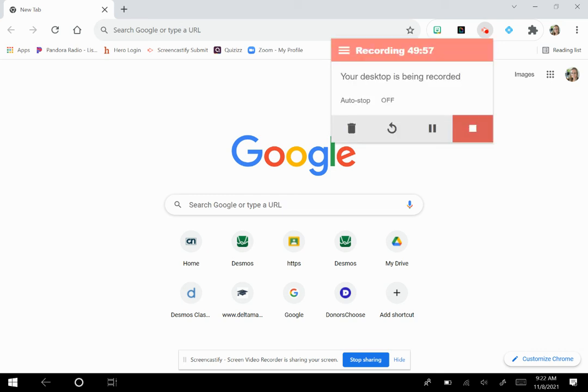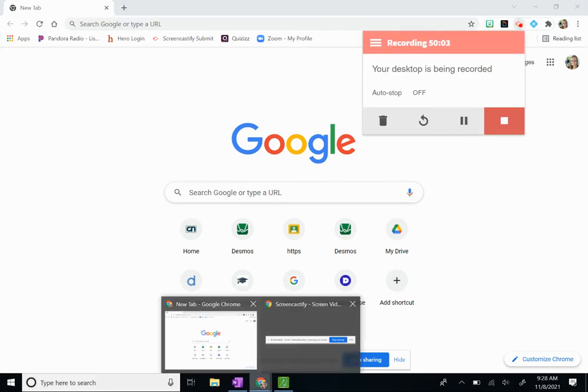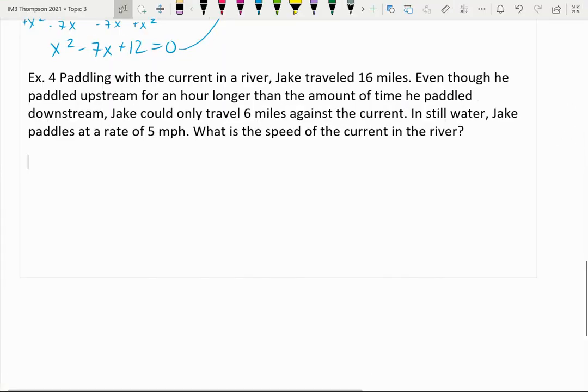So we have this word problem next. All right, example 4, paddling with the current in a river. Jake traveled 16 miles. Even though he paddled upstream for an hour longer than the amount of time he paddled downstream, Jake could only travel 6 miles against the current. In still water, Jake paddles at a rate of 5 miles per hour. What is the speed of the current in the river?